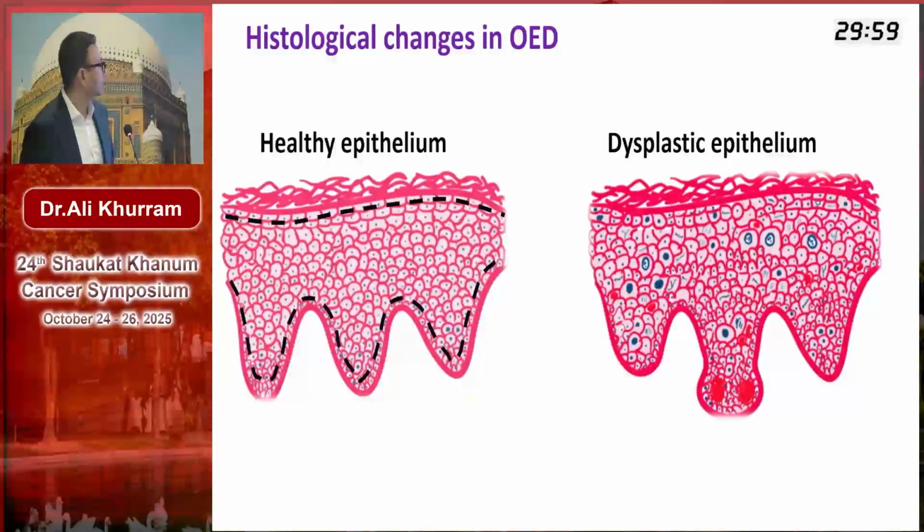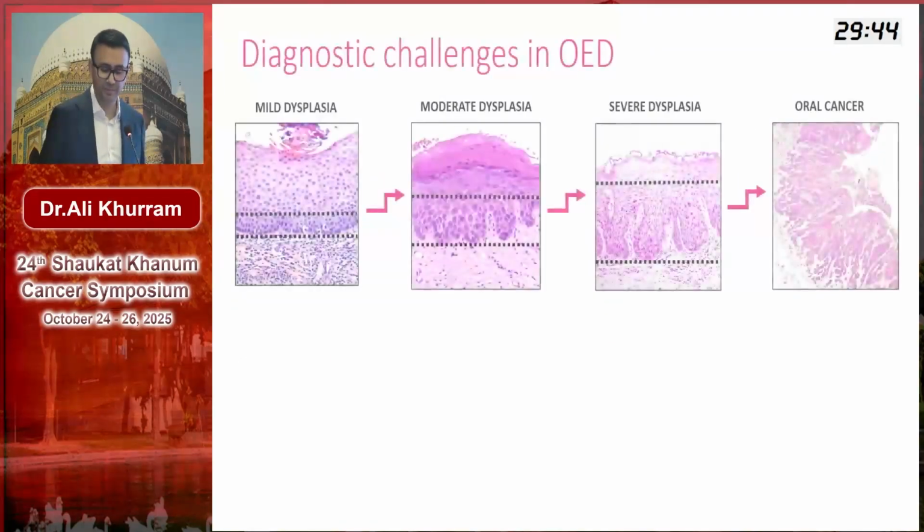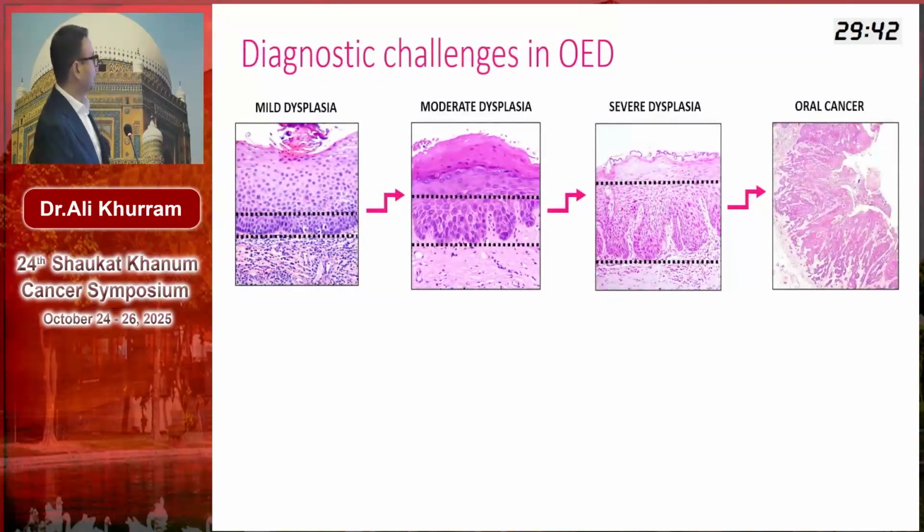Just a rough drawing in terms of how healthy and dysplastic epithelium looks. I don't need to tell this audience, but you can see the abnormal cells and the disordered stratification and the bulbosity of the rete processes, etc. But a lot of that, or all of that right now, is subjective. And what we tend to do is these three categories of dysplasia: mild, moderate, and severe.